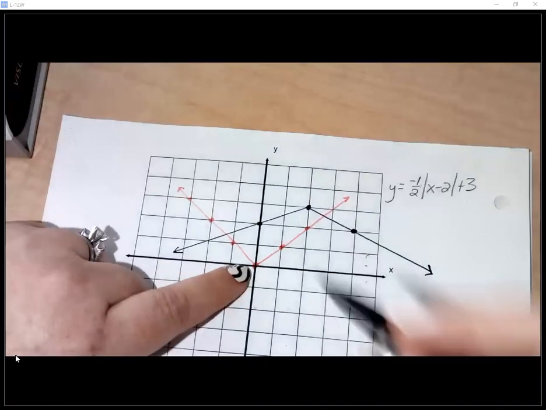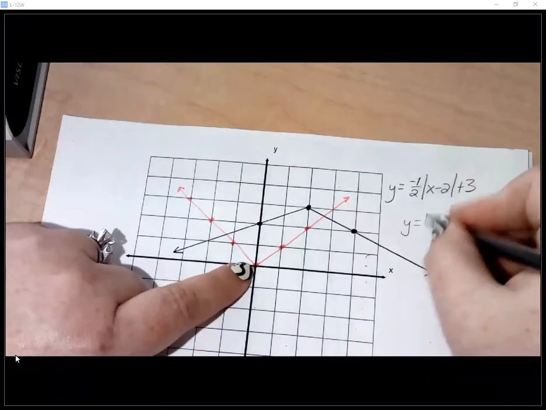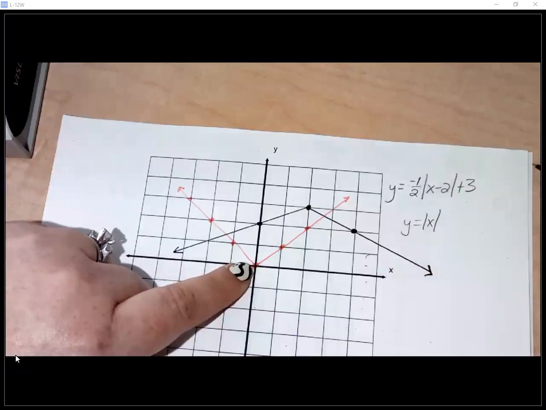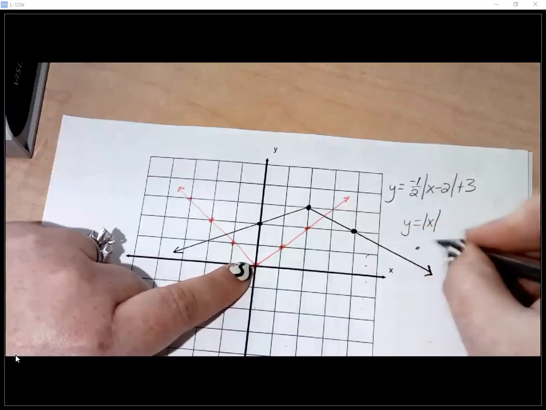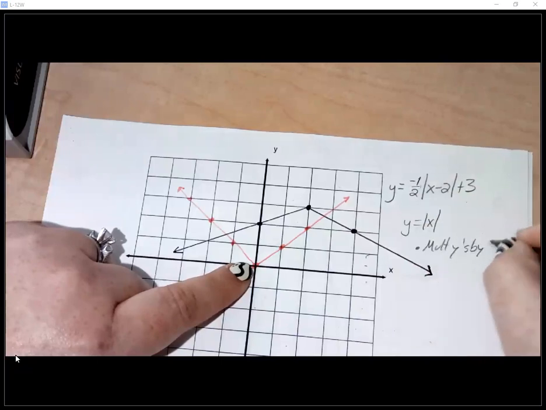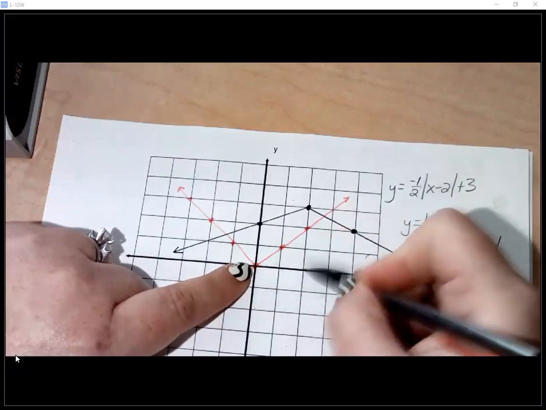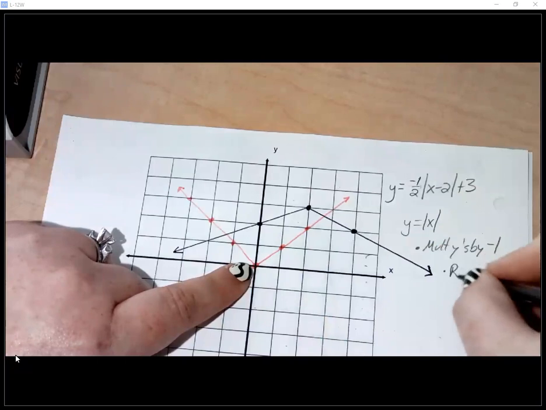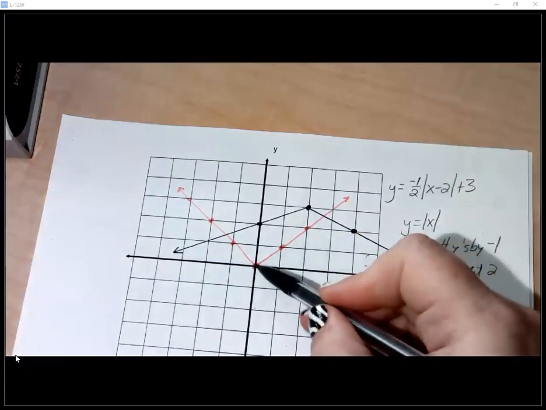So from the parent, well, first of all, obviously the parent is absolute value of x. Hopefully you got that. It certainly is upside down. So I need to multiply y's by -1. I have shifted to the right 2, up 3. But that's not all that has happened, because if you take a look, normally from the vertex, I go up 1 over 1, up 1 over 1.